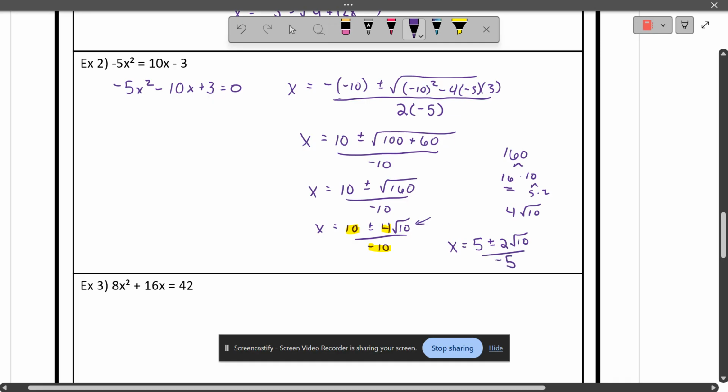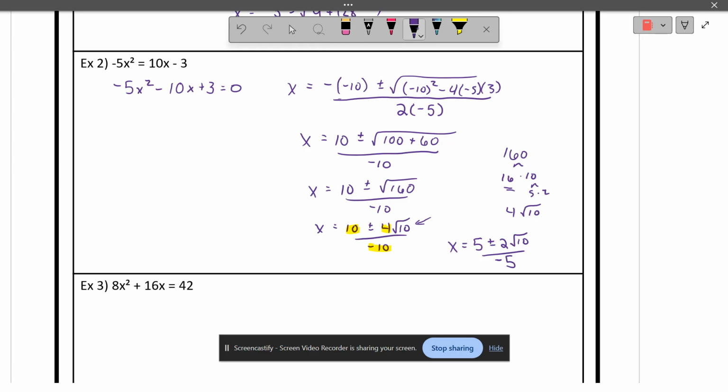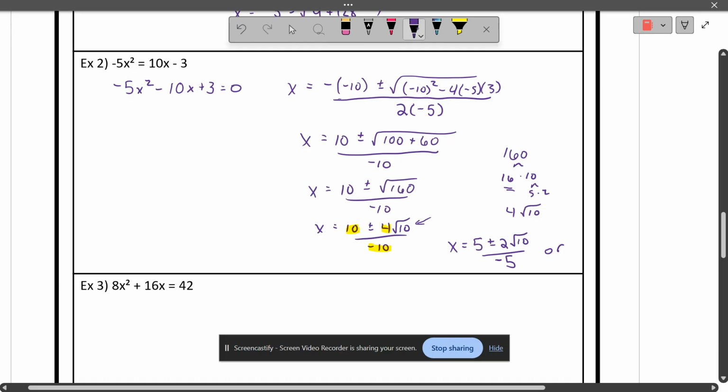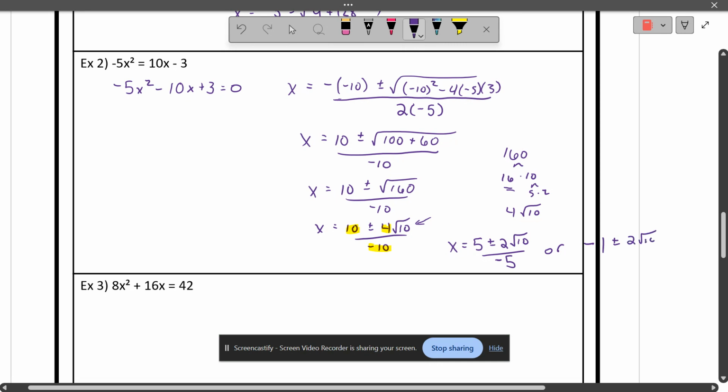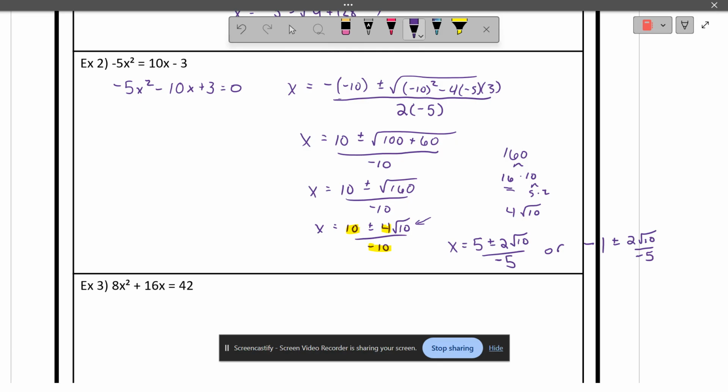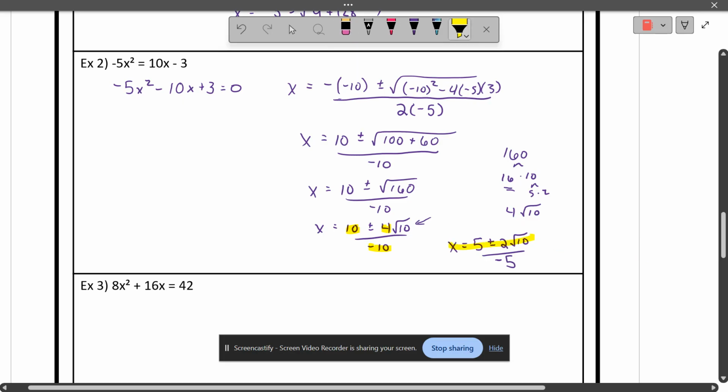You could also move that negative out front. It's totally up to you. You can also write this as negative 1 plus or minus 2 root 10 over 5, because at negative 5 you could split, so they're both negative at the bottom. That's totally up to you. I would suggest, though, just leaving it as it is. Makes your life so much easier. Okay. There you go.